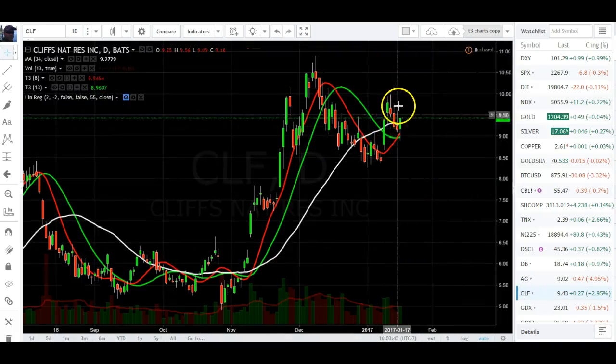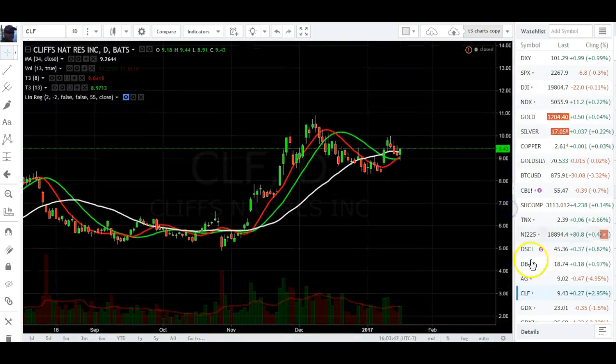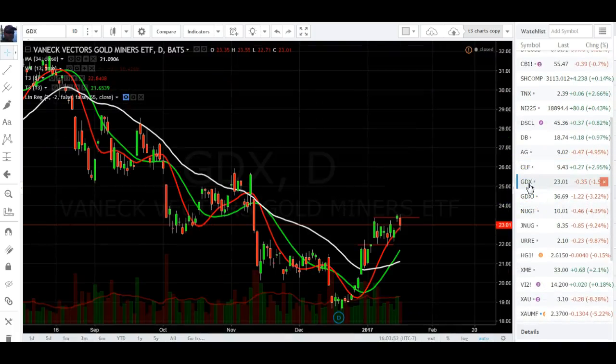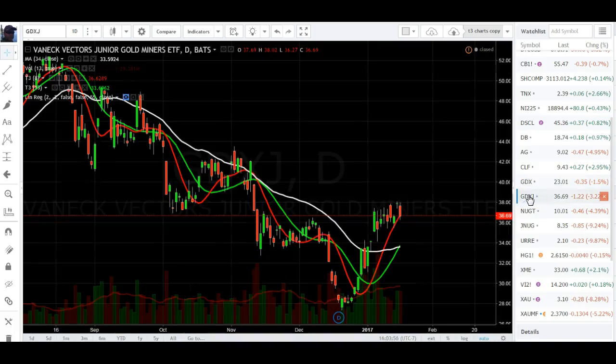CLF, nice bounce coming off. GDX, right into support. Right into support on GDXJ.